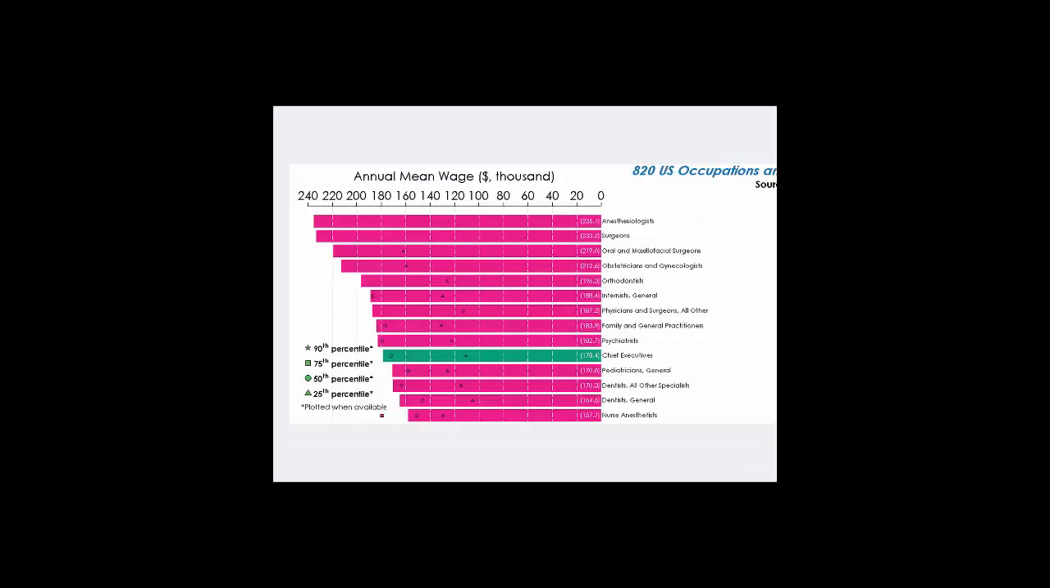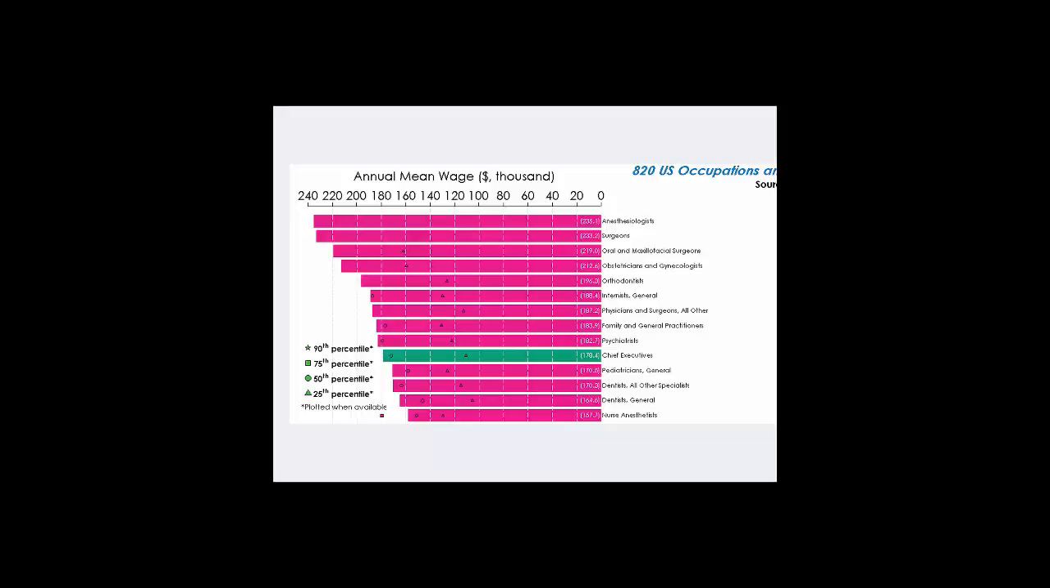So when we talk about salary here, right, we want to say, well, we need to compensate physicians because they're taking on a task or a service that's very important. But how do they compare to, say, chief executive officers? What we have here is a graph showing us the annual mean wage for different categories of physicians as well as chief executive officers. Now, this is the mean wage, all right? This is the mean wage.